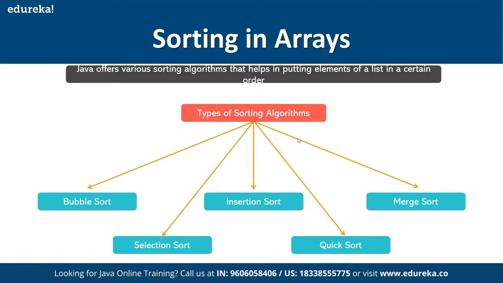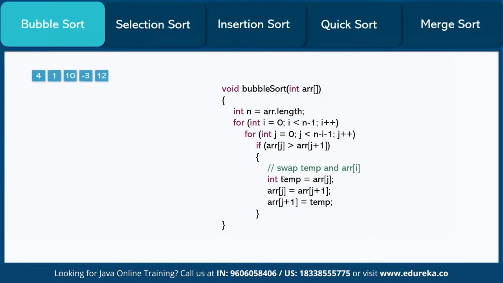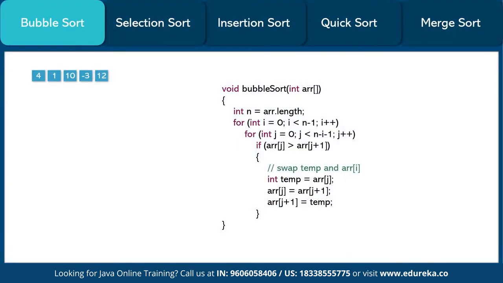So let's look at a high-level understanding: if we are implementing these kinds of sorting on a Java array, how would the reference program look? Let's start with bubble sort. If I want to do a basic bubble sort, this is how the code would look. Bubble sort is a very simple sorting algorithm, guys. It works by repeatedly swapping the adjacent elements if they are in the wrong order.